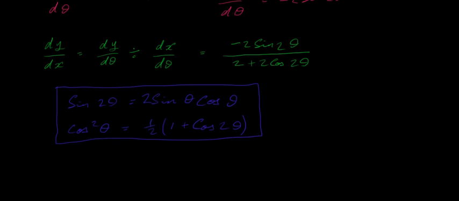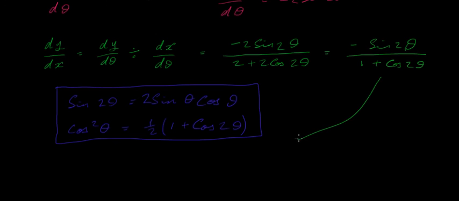First thing I'm going to do, before I do anything else, is I can see I've got a 2 multiplied by this here, and I've got this 2 multiplied by this here. So I'm just going to divide above and below by 2. On the top I'll end up with minus sine 2 theta. And if I divide these two by 2, I'll get 1 plus cos 2 theta.